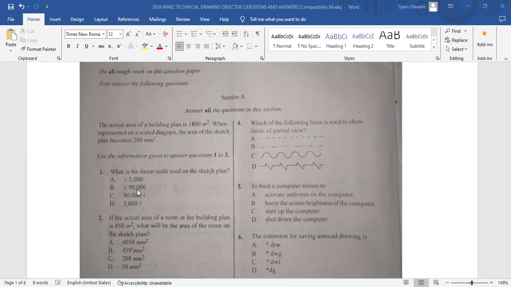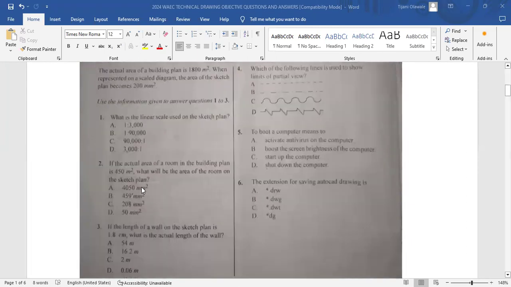So the answer to this question is option B, 1:90,000. But we have something to say about this question, but I'll just pick that as my answer. So option B is the correct answer to that question. Then question 2 says that if the actual area of a room in the building plan is 450 meters squared, what will be the area of the room on the sketch plan? So the answer to this question is option D, 50 millimeters squared.